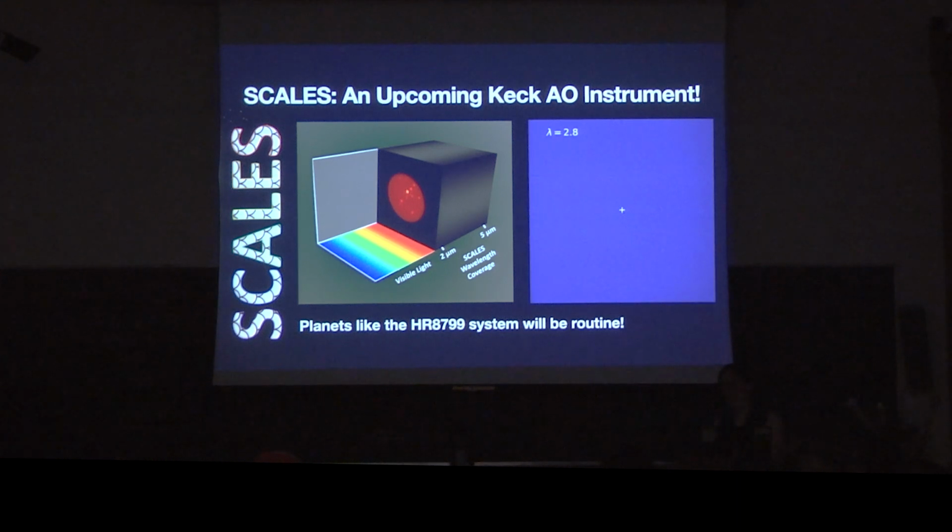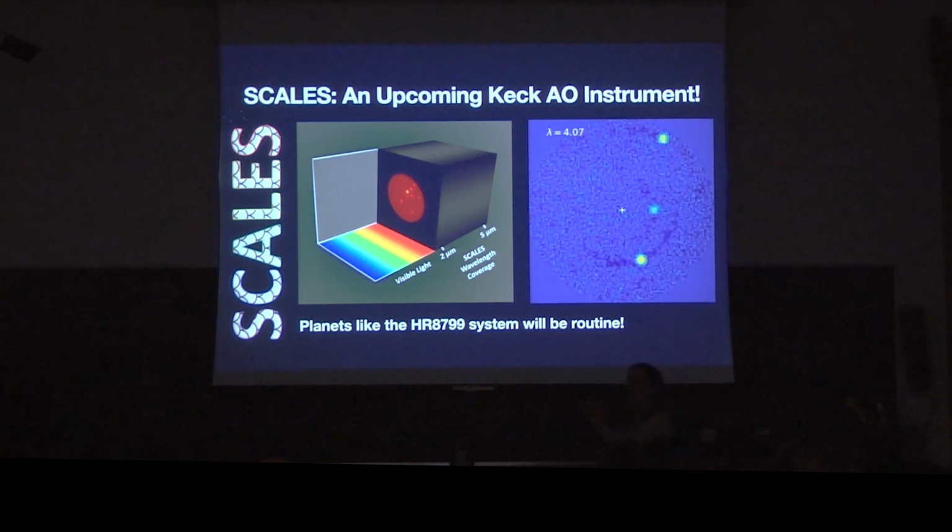So I'm the SCALES project scientist, which means that a lot of my effort goes into thinking about whether SCALES can do the science that we want it to do. And so something that I do as part of that process is simulate what we think we might see through SCALES. And here's a simulation of the inner 3 planets in that system we were just looking at, observed by SCALES in something like an hour.